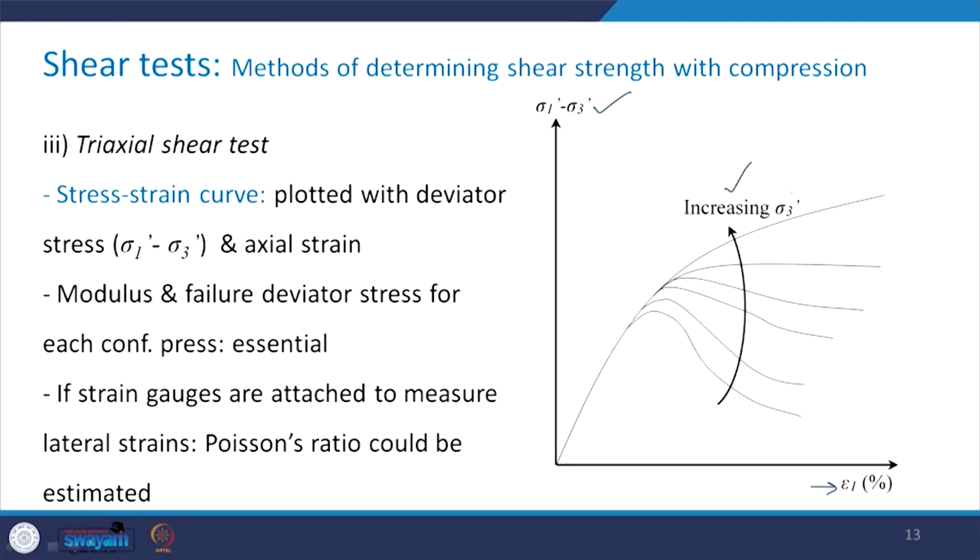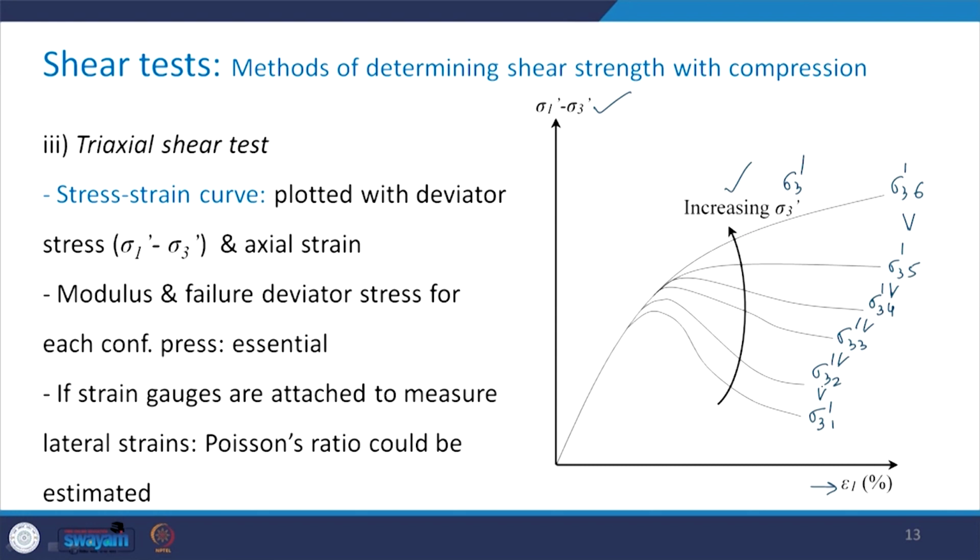So, you see, in this direction sigma 3 prime is increasing, that means the confining pressure is increasing. So, this curve corresponds to, let us say, sigma 3 prime 1, this is sigma 3 prime 2, sigma 3 prime 3, then sigma 3 prime 4, sigma 3 prime 5 and sigma 3 prime 6, let us say. So, what is the relationship between these? Sigma 3 prime 6 is greater than sigma 3 prime 5, this is greater than this, and it goes like this.